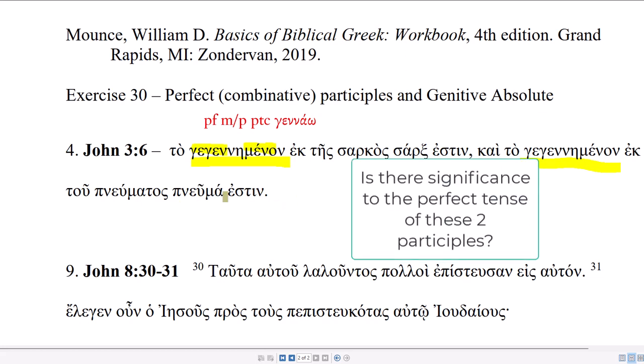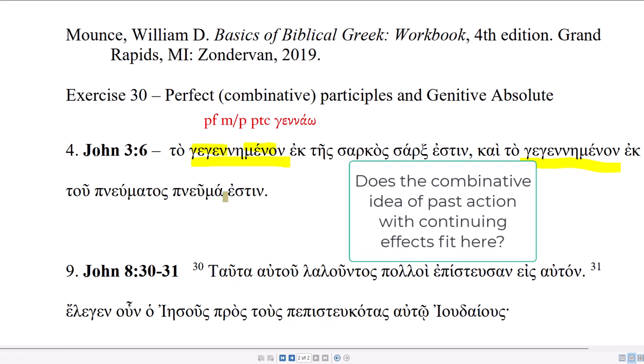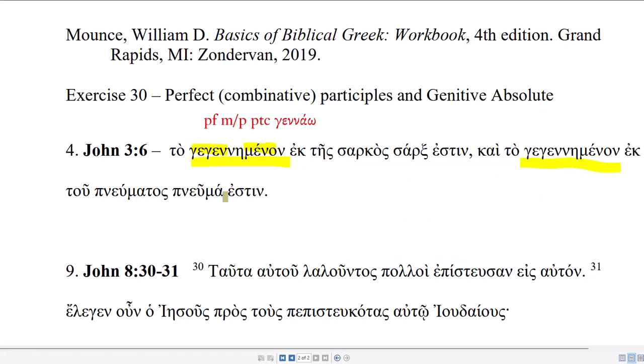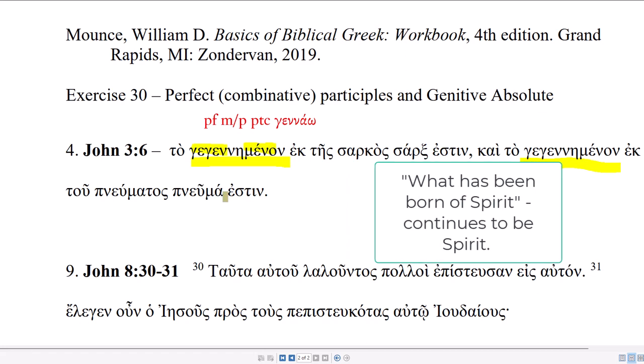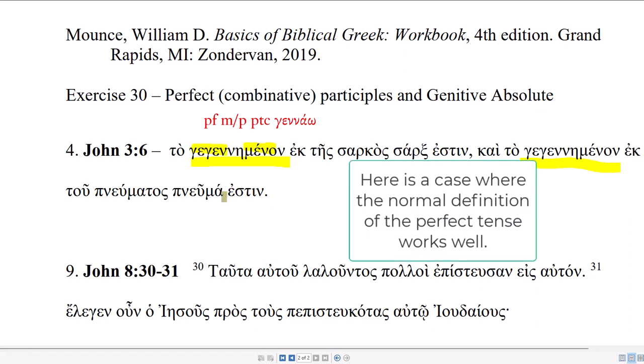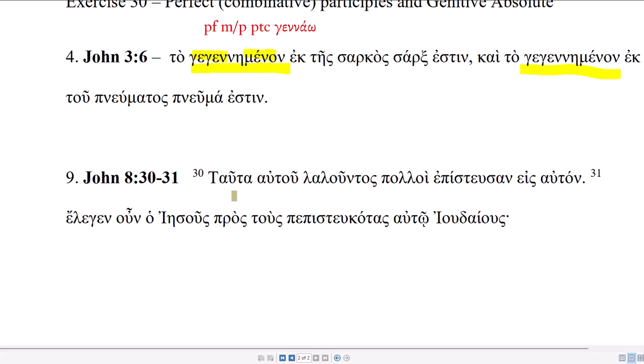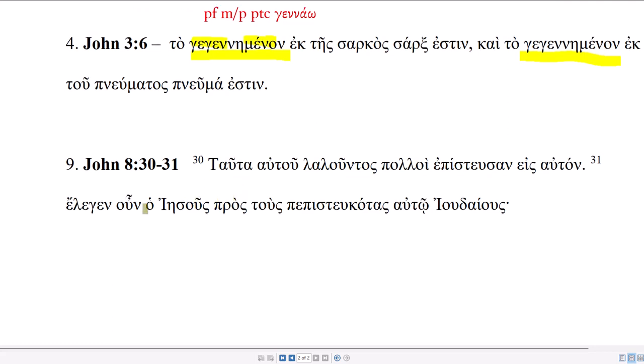Is there significance to the perfect tense of these two participles? Does the combinative idea of past action with continuing effects into the present fit here? Well, clearly it does. What has been born of flesh continues to be flesh, and what has been born of spirit continues to be spirit. So here is a case where the normal definition of the perfect tense works well. Let's take a look at this next one here.